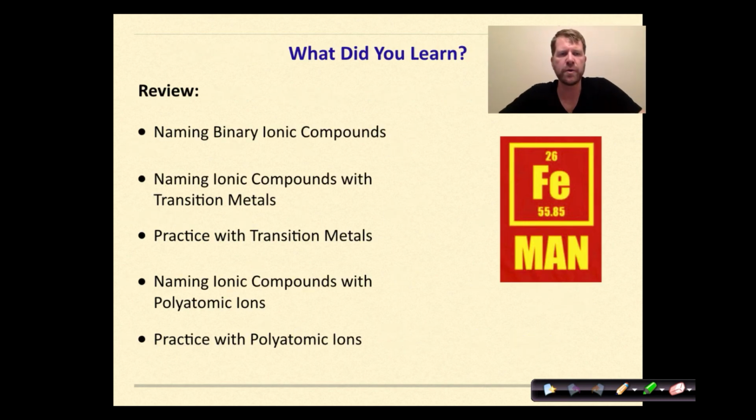What did we learn in this tutorial? We named binary ionic compounds. We looked at naming binary ionic compounds with transition metals. We did some practice involving compounds with transition metals. We named ionic compounds with polyatomic ions, and we did some practice naming compounds with polyatomic ions.